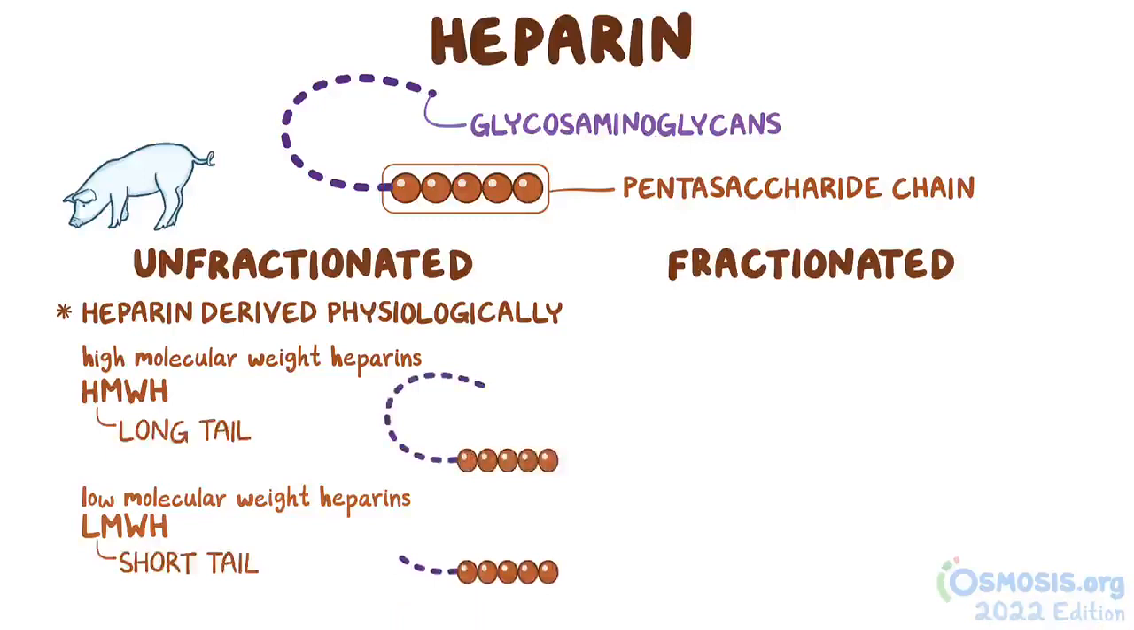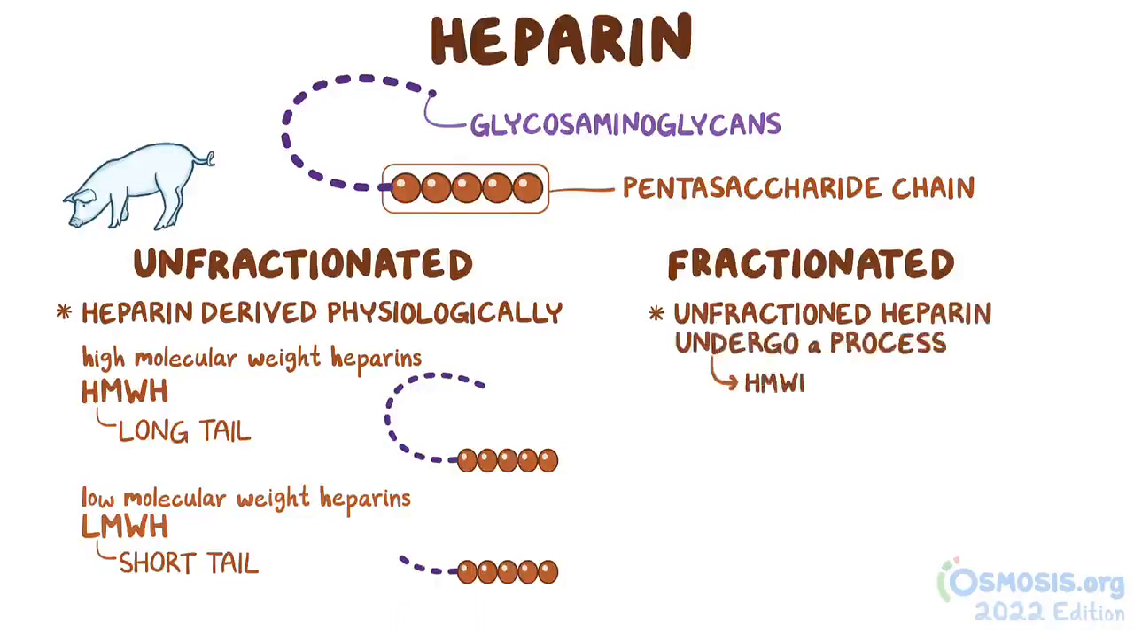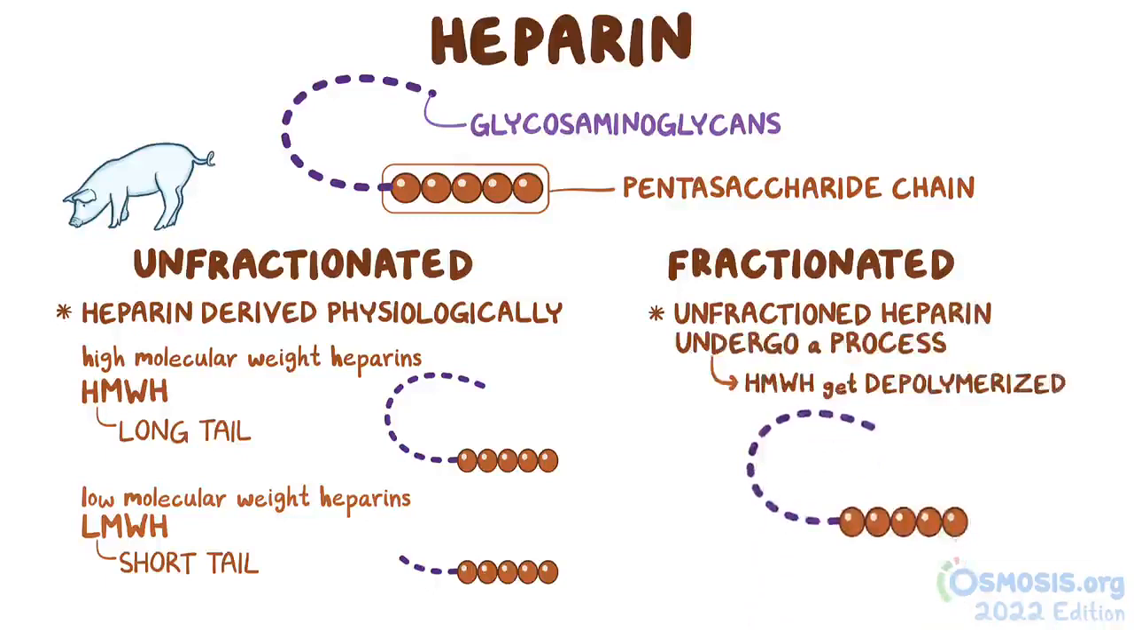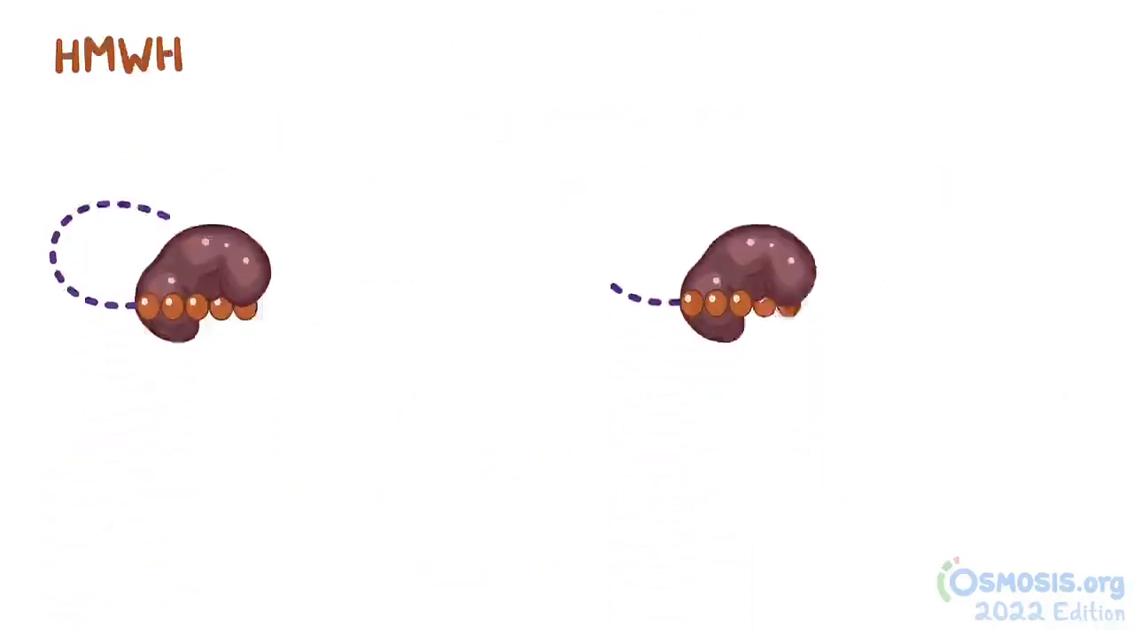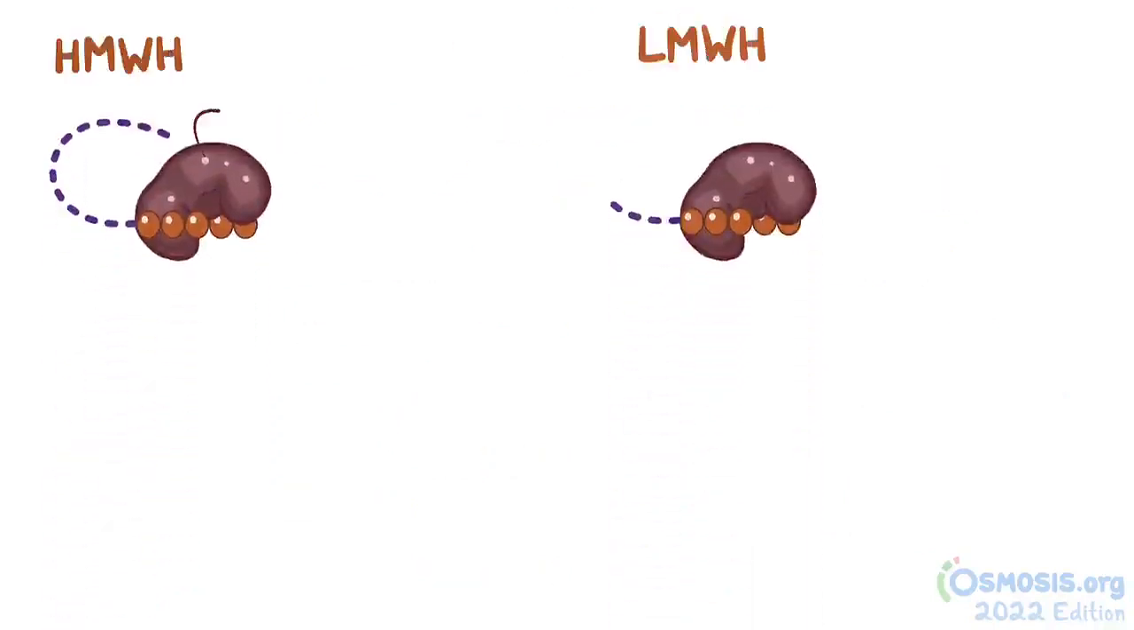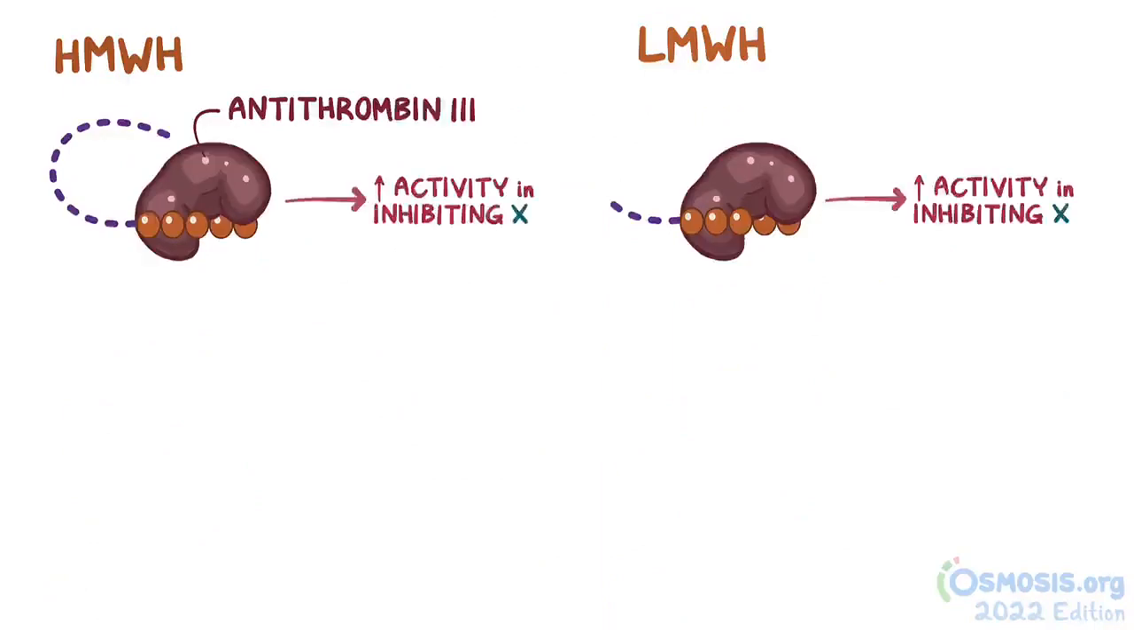Fractionated heparin is created when unfractionated heparin undergoes a process where the HMWH gets depolymerized, meaning part of their tail gets chopped off, so it only consists of LMWH. The length of the tail is crucial for the function of these two types of heparin. Both high and low molecular weight heparins can bind to the antithrombin 3 via the pentapeptide region to increase its activity in inhibiting factor Xa.